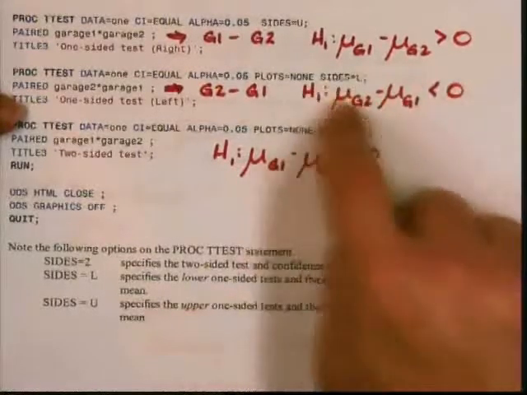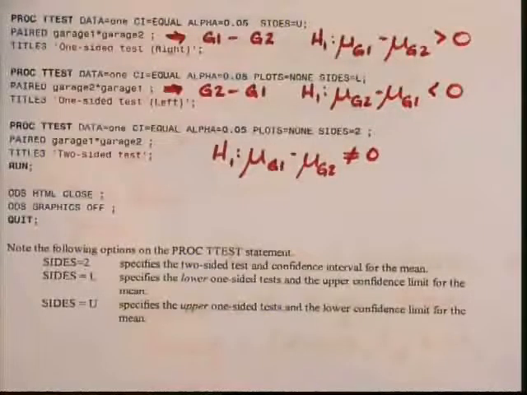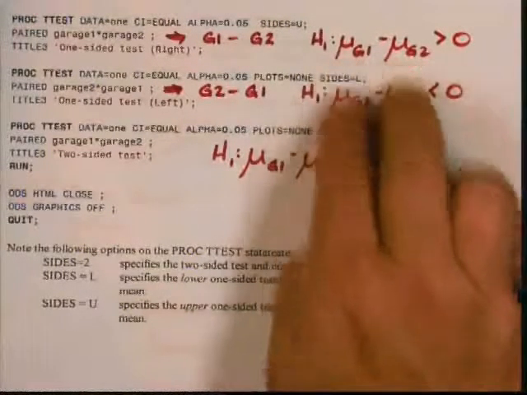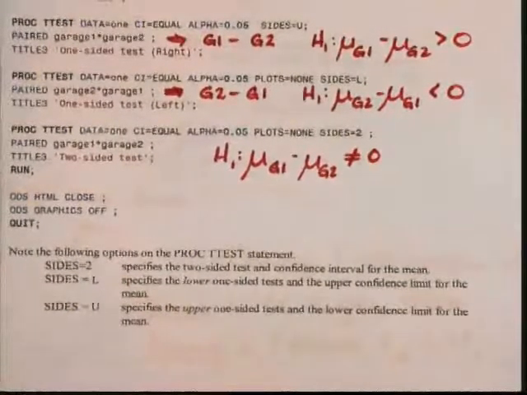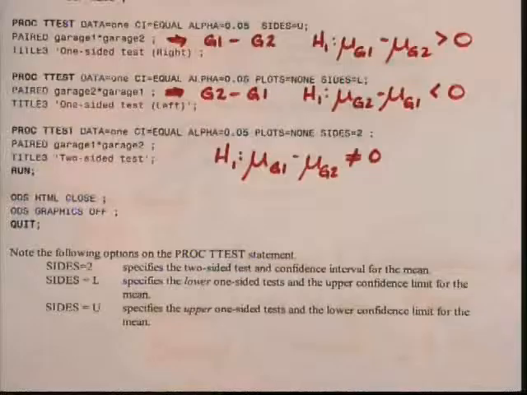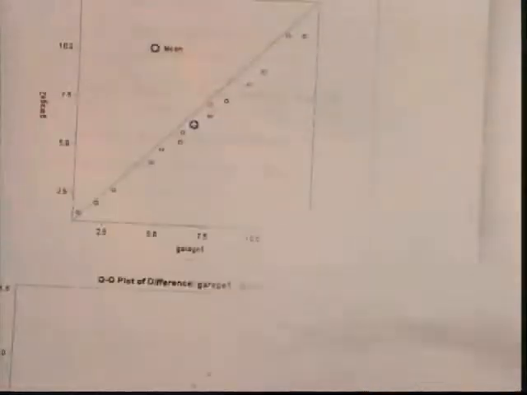Once we make our decision, so write out your research question: is garage 1 greater than garage 2? Take the difference however you like, either this way or this way, and then decide on the sides equals lower or upper. Okay. So the second one, when we skip down past the graphs, I'll come back to those in just a minute.